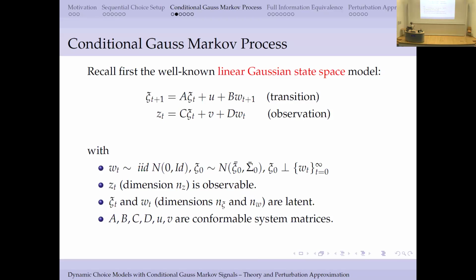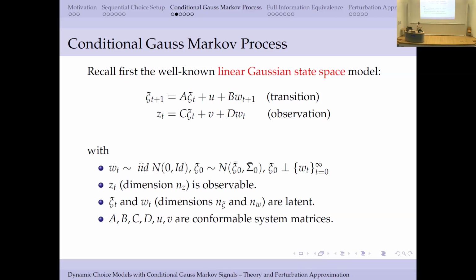That's the first equation. And what we observe is a vector which I call Z, which is linearly related to that Xi, where we, in addition, allow for some constants in this linear relationship. And for simplicity, but without loss of generality, we stack all of the epsilons, all of the shocks in the system, into one vector of W's. So it's the same W that appears in both the transition and the observation equation.